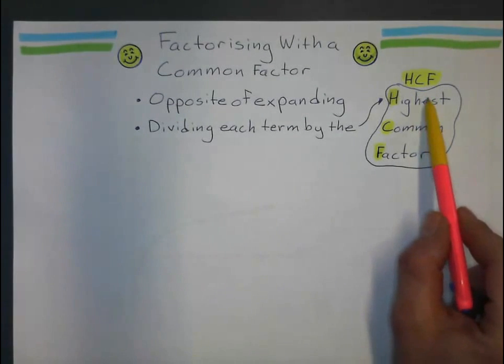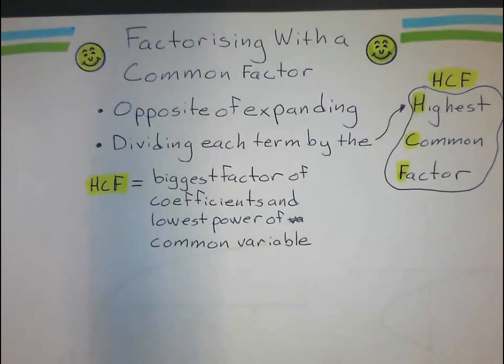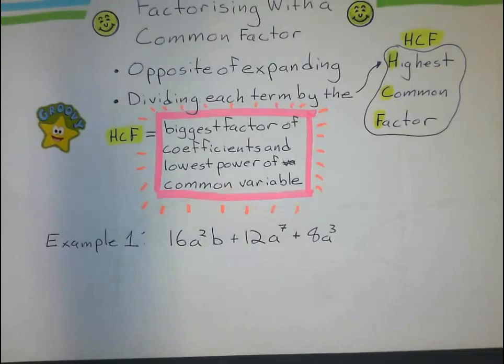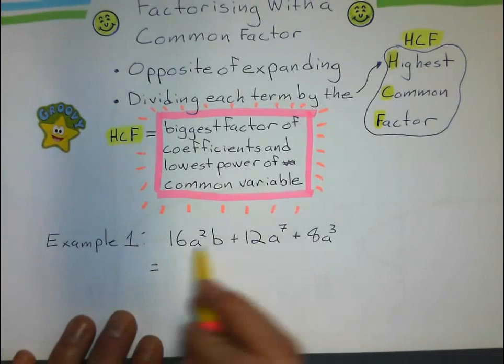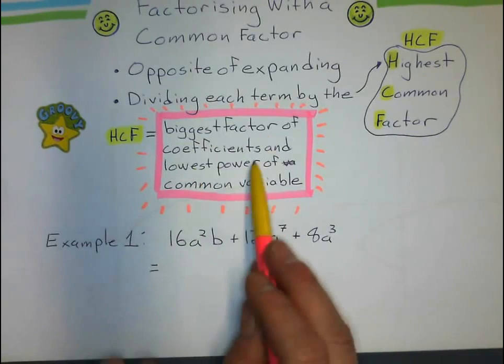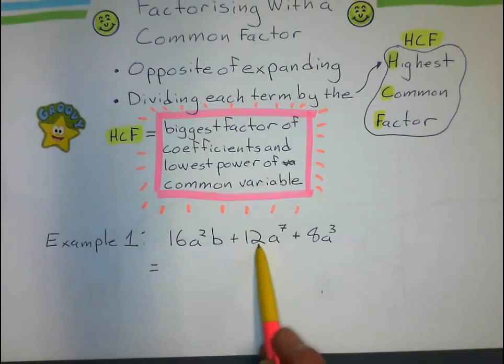expression is. So what the highest common factor is with these expressions is the biggest factor of the coefficients, of the numbers, and the lowest power of the common variable. I'm trying to use as algebraic words as possible here. Okay, so let's do this one first, looking at each term. And I've got three terms here. Biggest factor of the coefficients. So 16, 12, and 8 are the coefficients.